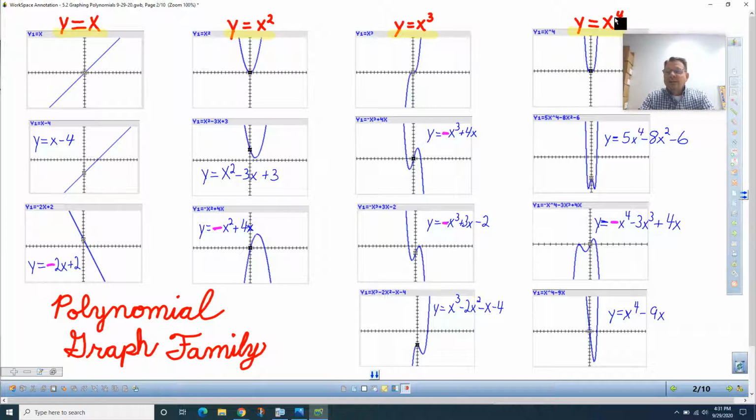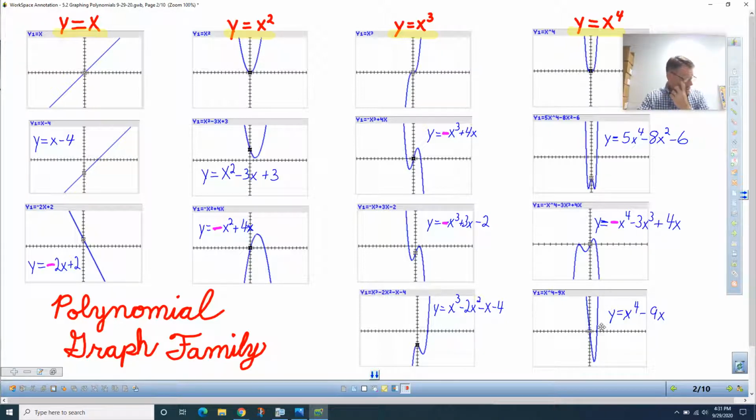And then lastly here, we get this fourth, which is an even degree, and we notice that positive goes up, negative, oh, they both go down, positive, they both go up. This is a really strange one. But the higher the degree, the more interesting things happen.